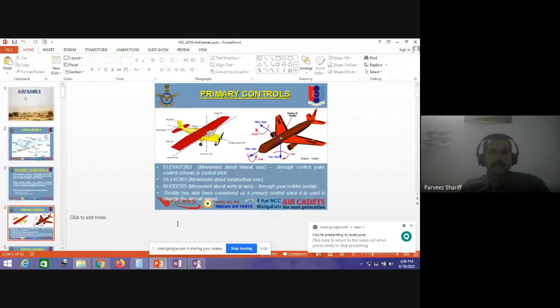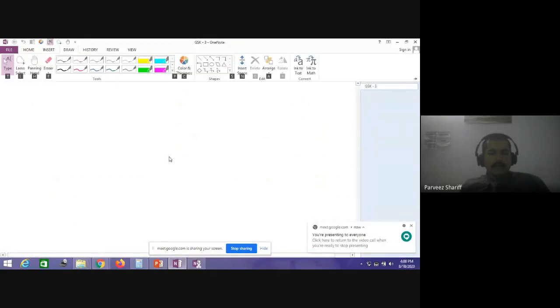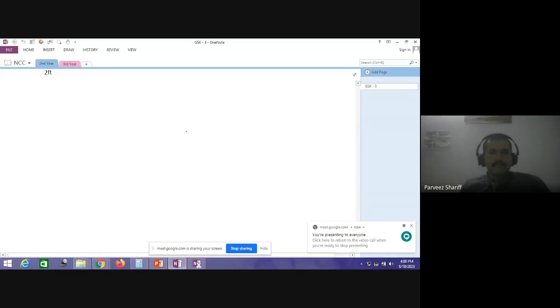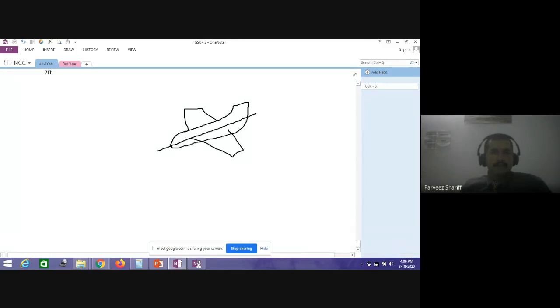Okay, so let's draw this diagram and understand. If this is your aircraft and these are the wings, now if you draw a line like this from nose to tail section, we call it the longitudinal axis, represented in yellow. And if you draw a horizontal line from wingtip to wingtip, we call it the lateral axis. Let us call this LA.